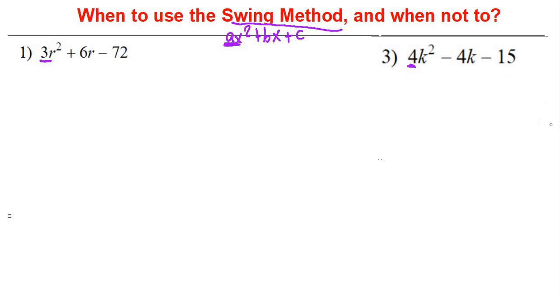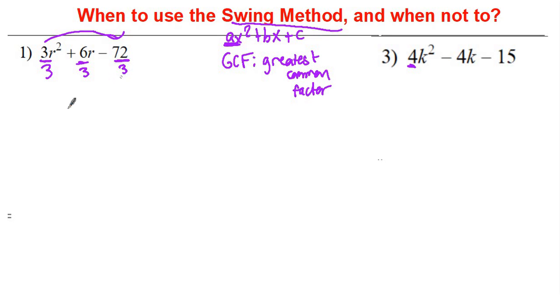And I'll tell you, for these two problems that you see on the page right here, one of them needs to involve using the swing method, but the other does not. Okay, and the answer is at number 1, it looks like you would need to take the 3 and swing it, but you don't. The reason you don't have to is because if you look at these numbers, 3, 6, and 72, they all have what's called the greatest common factor, which we're abbreviating GCF. Okay, greatest common factor just means what's the largest number that goes into all 3. And in this case, the answer is 3. 3 can be divided into each of those numbers evenly.